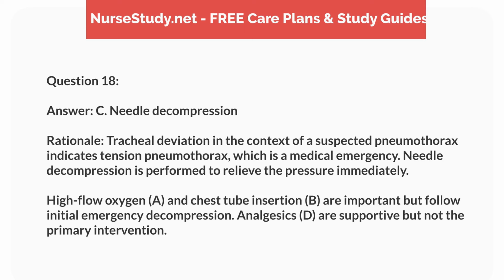Answer: C. Needle decompression. Rationale: tracheal deviation in the context of a suspected pneumothorax indicates tension pneumothorax, which is a medical emergency. Needle decompression is performed to relieve the pressure immediately. High-flow oxygen, A, and chest tube insertion, B, are important but follow initial emergency decompression. Analgesics, D, are supportive but not the primary intervention.